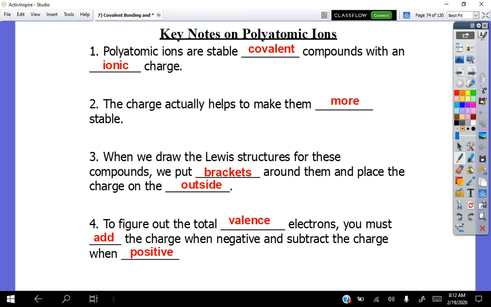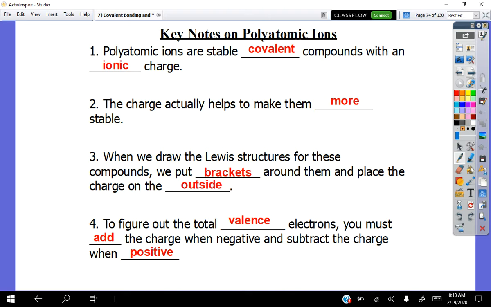When we look at Lewis structures, the majority of compounds with Lewis structures have even numbers of electrons. Odd number electron molecules do exist, but they're referred to as what's called a radical, and they are unstable and therefore very reactive. When we draw Lewis structures for polyatomic ions, we put brackets around them, and we place the charge on the outside. When we have a charge, we know that gaining electrons makes us negative in our charge, and losing electrons makes us positive in our charge.